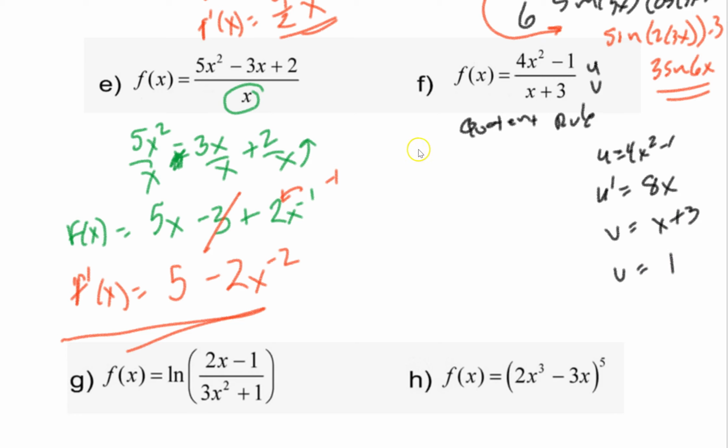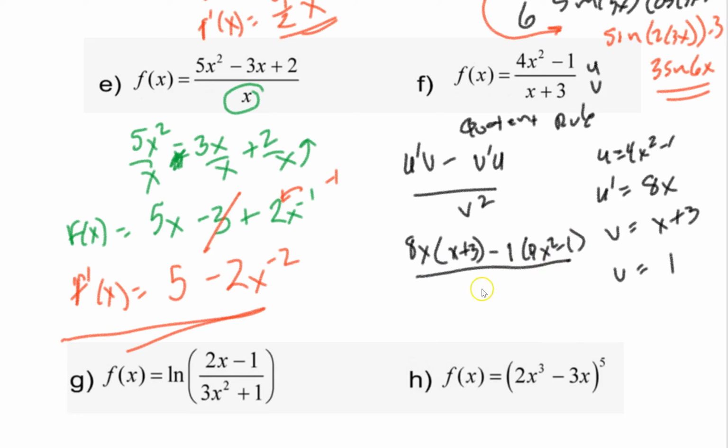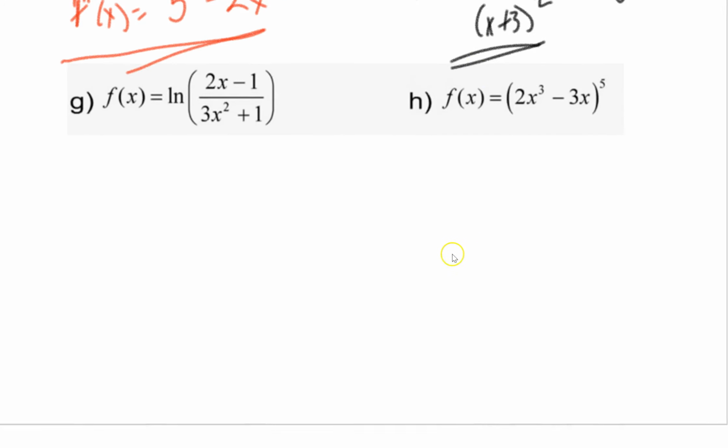So remember the quotient rule, it's on your formula sheet. It's just u prime v minus v prime u all over v squared. So in this case that would be 8x times x plus 3 minus 1 times 4x squared minus 1 all over the bottom, which is x plus 3 squared. Okay, you can leave it like that unless they specifically ask you to put it in a certain way. I'm going to leave it like that. This next one.